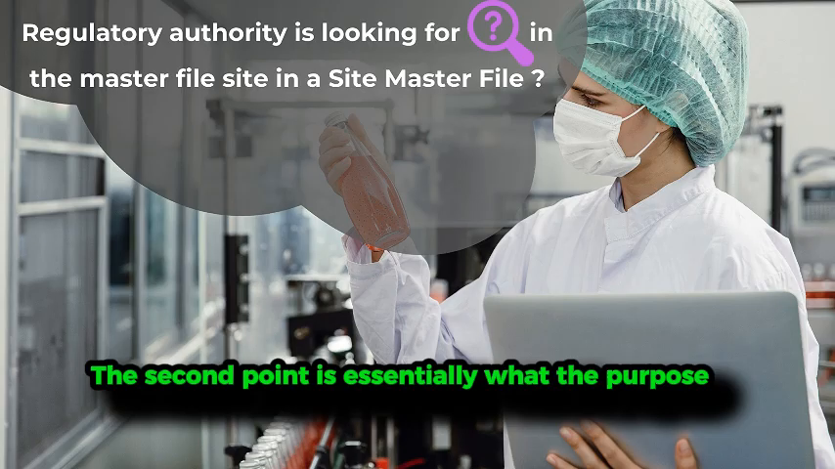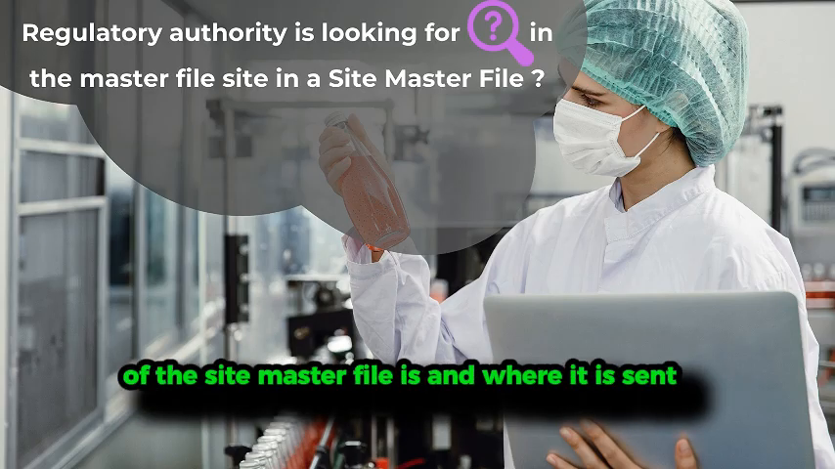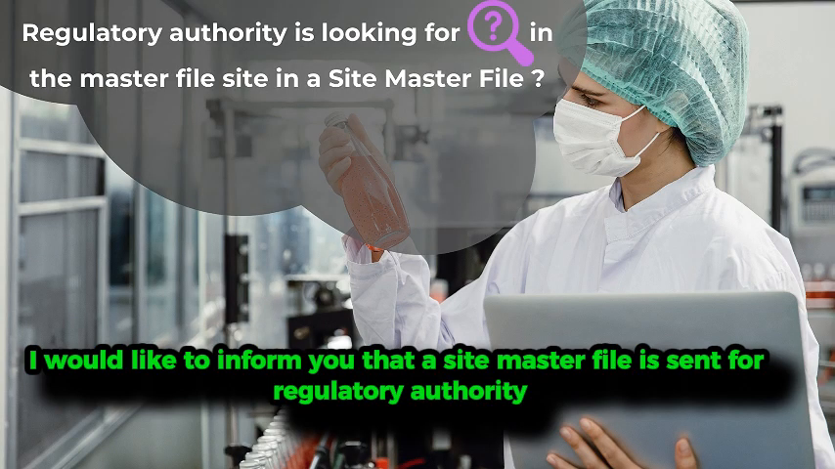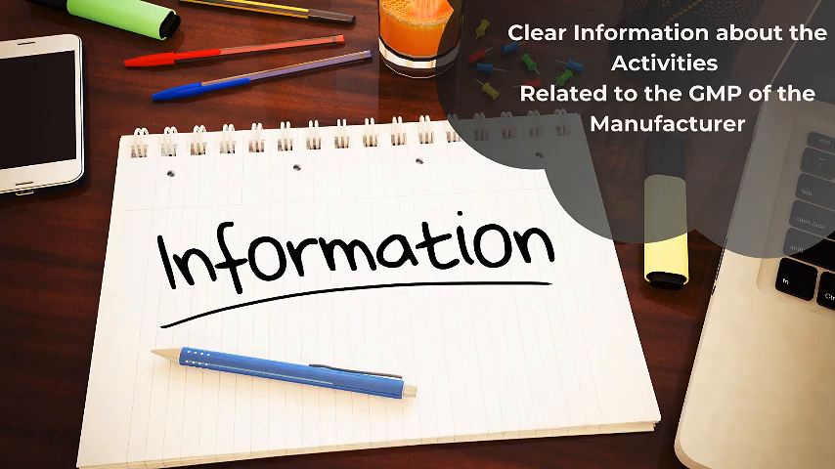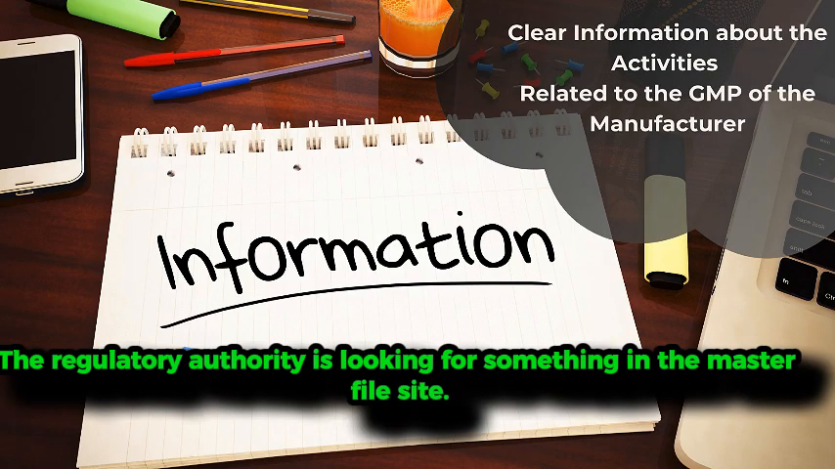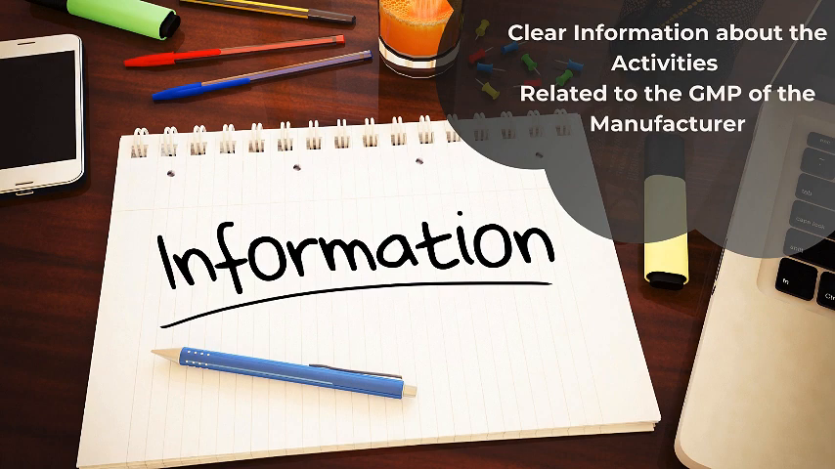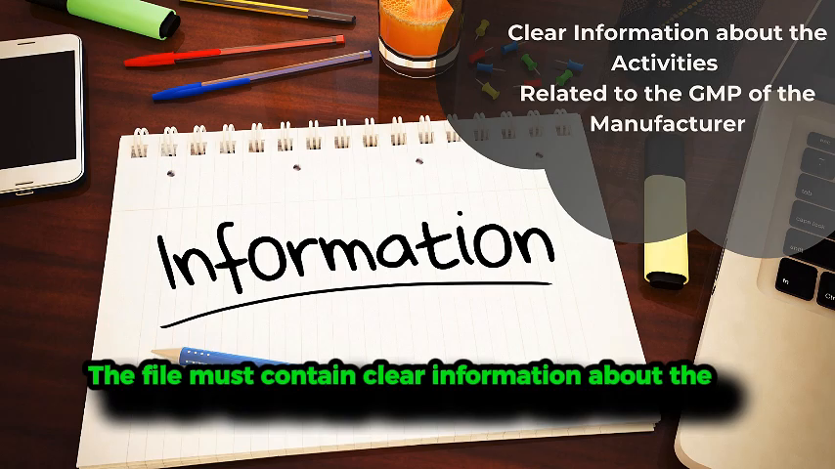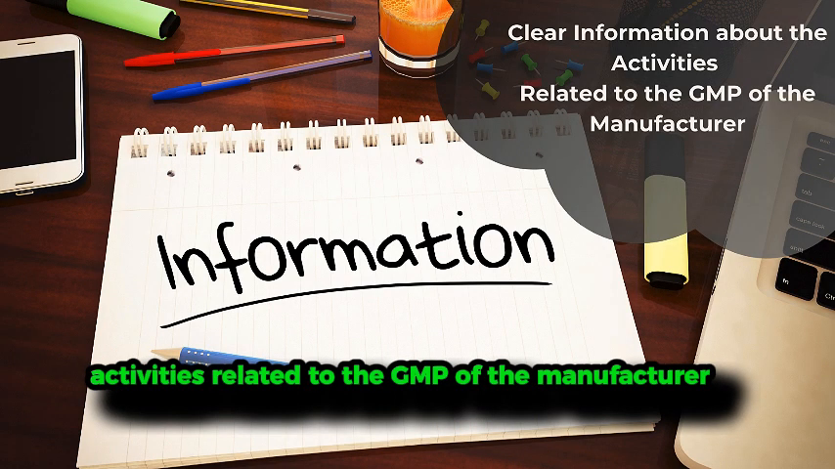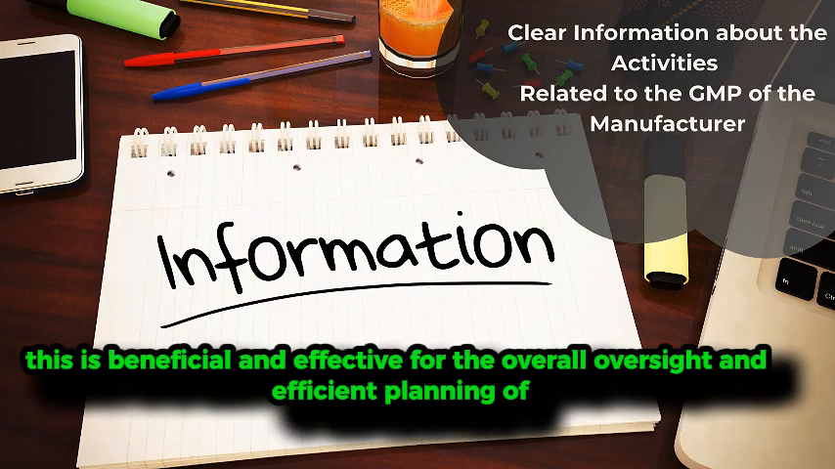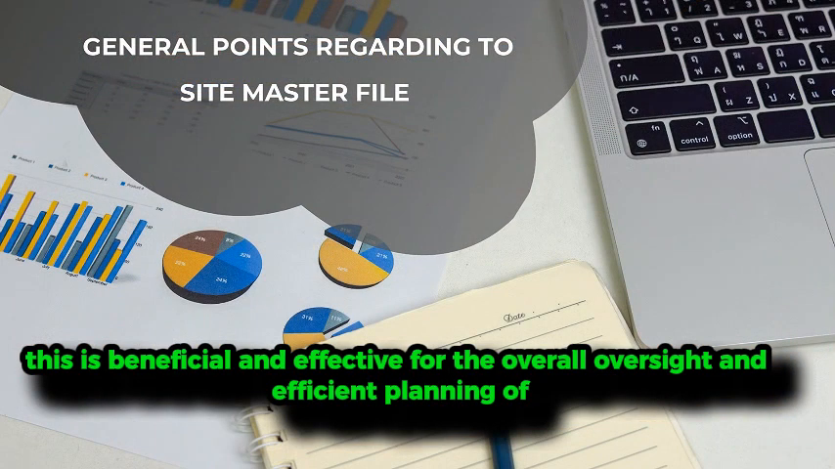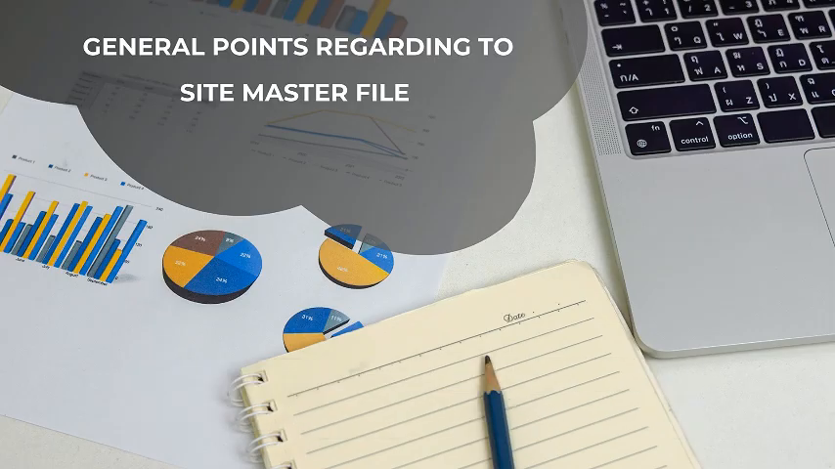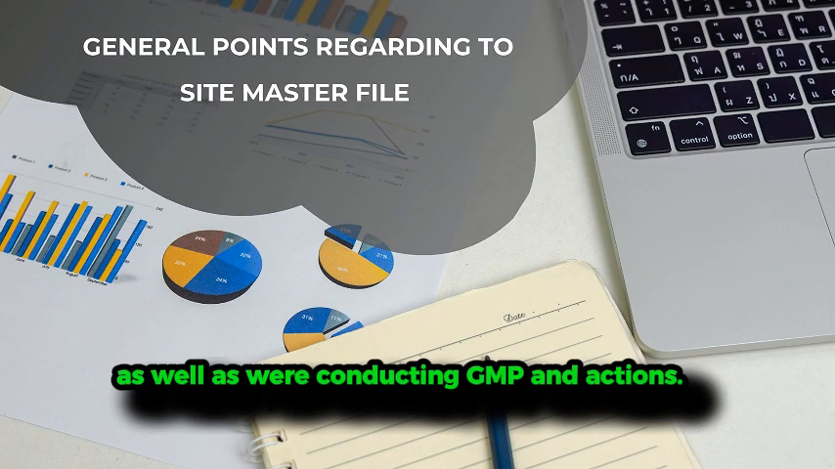The second point is essentially what the purpose of the site master file is and where it is sent. I would like to inform you that a site master file is sent to the regulatory authority, but in the meantime, the regulatory authority is looking for something in the site master file. When the site master file is submitted to the regulatory authority, the file must contain clear information about the activities related to the GMP of the manufacturer. This is beneficial and effective for the overall oversight and efficient planning of the regulatory or governmental authority, as well as for conducting GMP inspections.